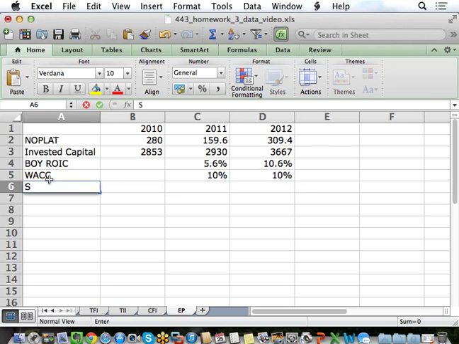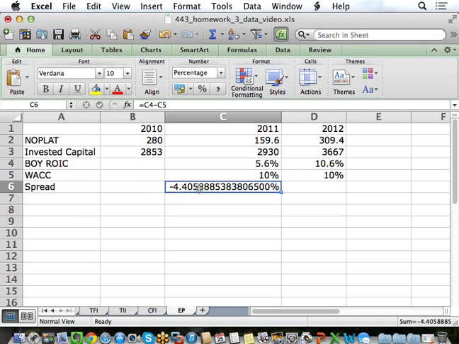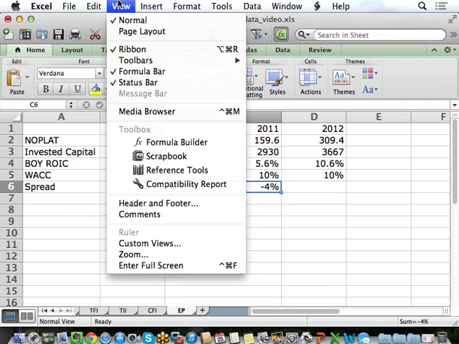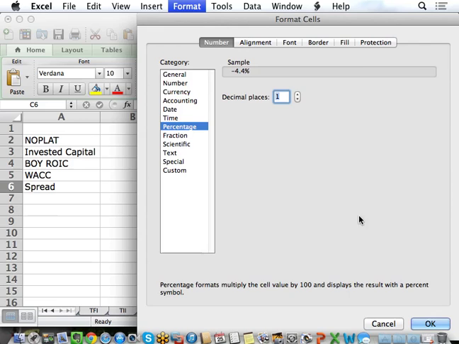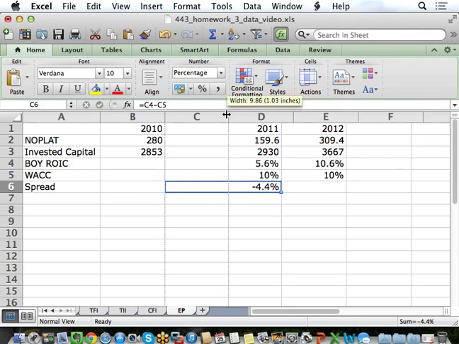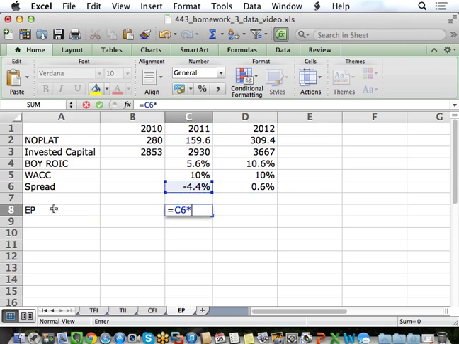That's going to give me a spread: ROIC minus WACC, which in this case is a negative number. Copy, paste, and then a slight positive number, 2012. And so my economic profit equals my spread times beginning of year invested capital.